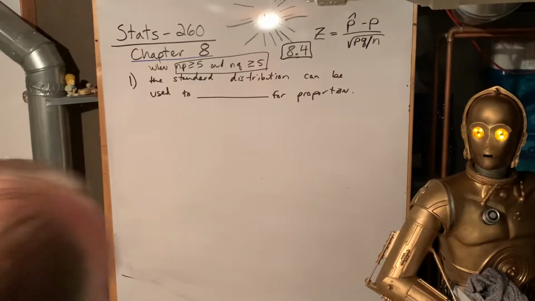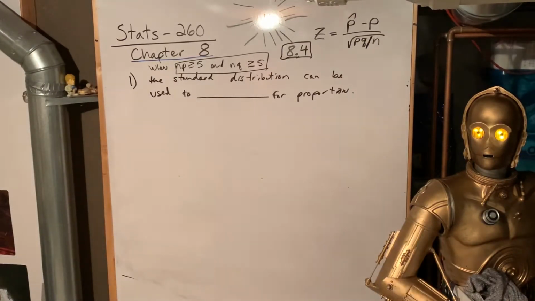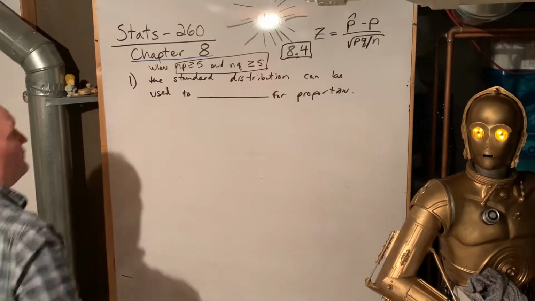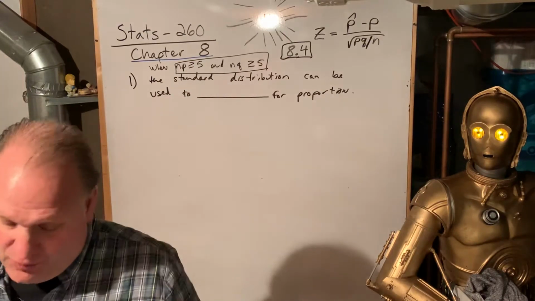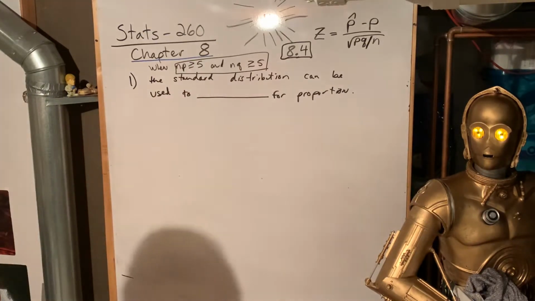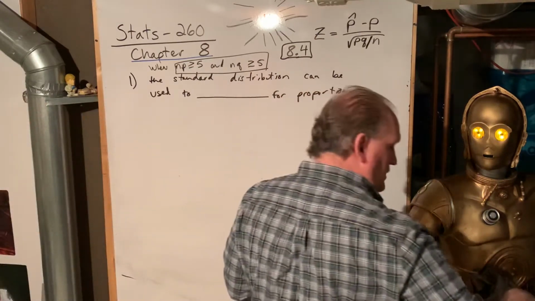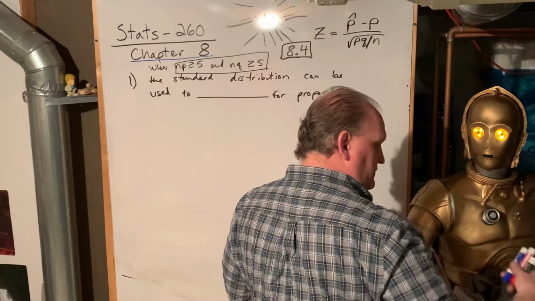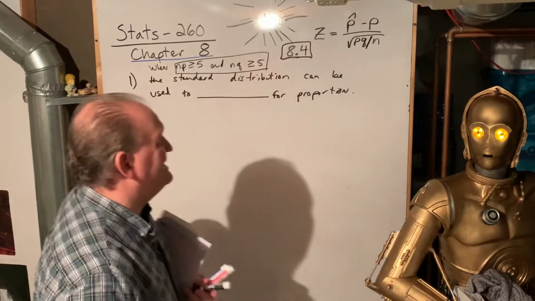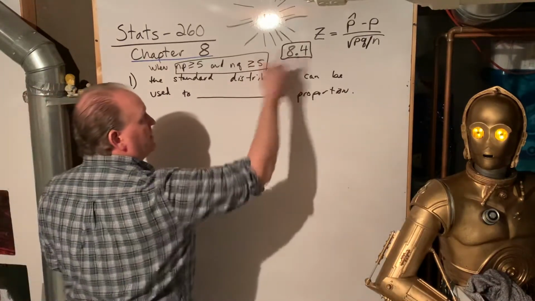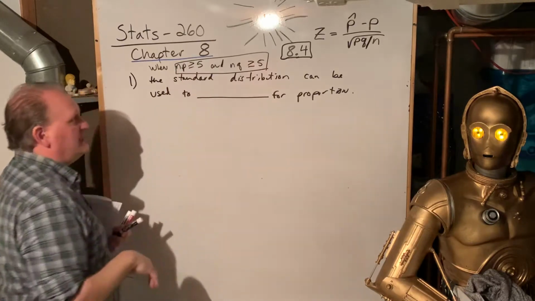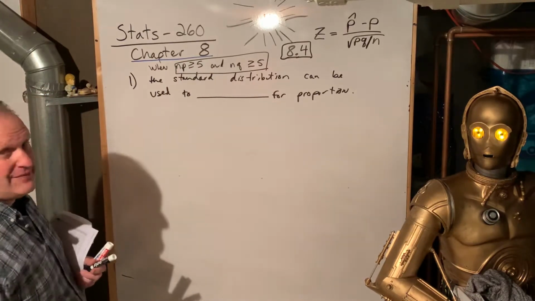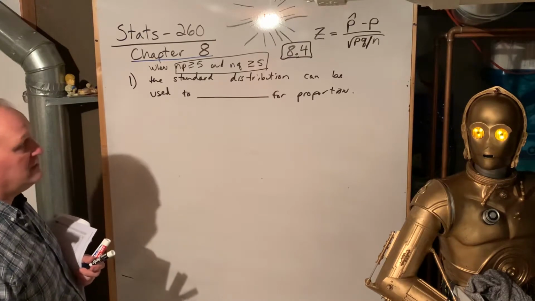Okay, we are back. We're doing Stats 260, and we're looking at Chapter 8, section 8.4. This time we're going to work with proportions, and because we're working with proportions, we actually get to use z-scores again. We started with z-scores, then we moved to t's, and now we're going back to z's with proportions. There is a stipulation that the sample size times the proportion has to be bigger than or equal to 5.